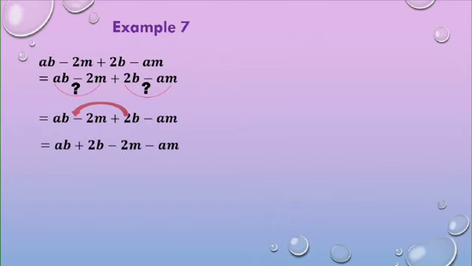Example 7. Factorize ab minus 2m plus 2b minus am. We are going to make two different groups. Now, in these two groups, we do not have a common factor. So we can interchange the position of minus 2m and plus 2b. Interchanging their positions, we have ab plus 2b minus 2m minus am. In the first group of 2, we have the letter b as common factor, and in the second group, we have minus m as the common factor.